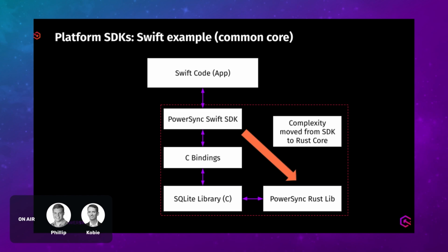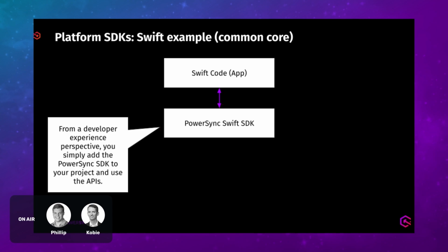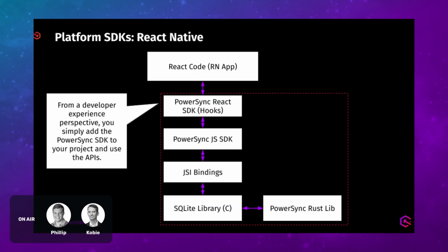This is all just the architecture we're taking. In terms of lines of code, this moves about 50% of the code into the Rust common core, but that 50% is some of the most complex code. So this is a big win because from a developer experience perspective, you're simply going to add the PowerSync SDK to your project and use those APIs. So it's going to look like this. That's really the big architectural change we've made coming from the Flutter-based SDK, which was almost purely standalone, to the new architecture. For React Native, it pretty much looks exactly the same.